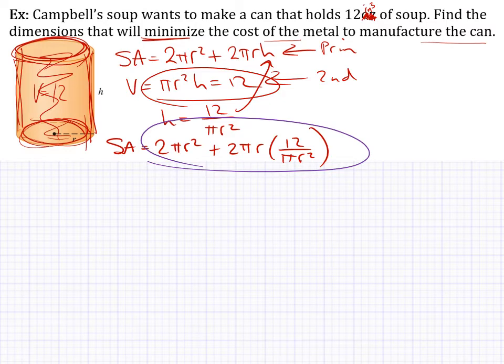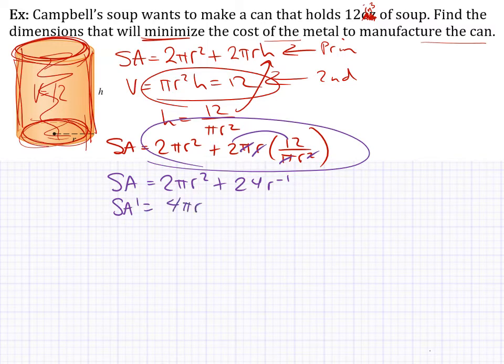I want to take the derivative now. But before I do that, I'm going to cancel. This pi and this pi will cancel. This r and one of these r's will cancel. I'll rewrite this as the surface area equals 2 pi r squared plus 24, that's the 2 times the 12, and this r will come up, r to the negative 1. Now it's very easy for me to take the derivative. This will be 4 pi r minus 24 r to the negative 2.